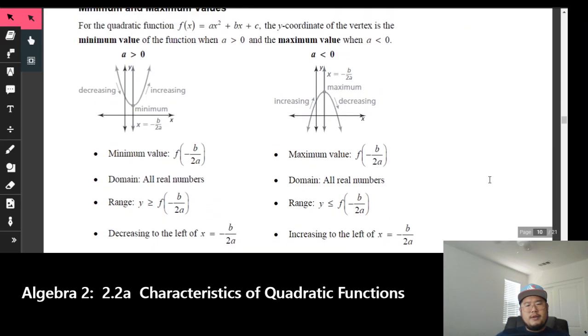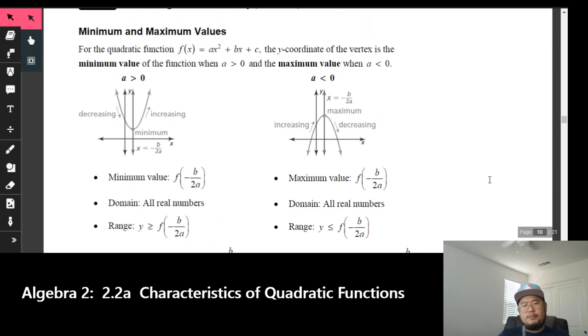Now, some of the important things as far as the actual parabola itself is you're going to have to be able to describe where the parabola is decreasing, as you can see right here in this first diagram, and we must also be able to describe where it is increasing. Now, at the vertex, it's neither increasing nor decreasing.